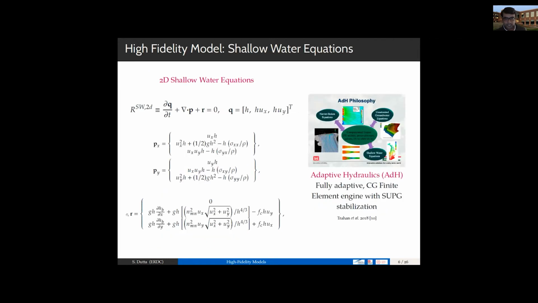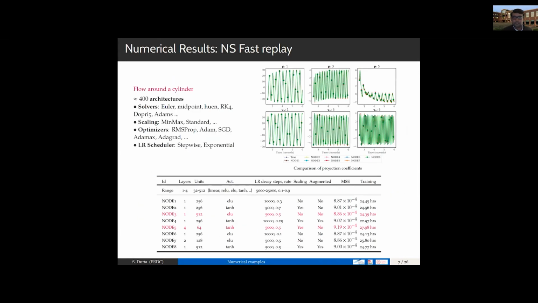Using the inferences that we draw from the performance of our methods on this example, we'll try to now extend our application to the full 2D depth-averaged shallow water equations, which is a workhorse for riverine flow, coastal flow, nearshore flow problems. And in the Army Corps of Engineers, we have an in-house open source code called Adaptive Hydraulics, which is a fully adaptive continuous Galerkin finite element engine that uses SUPG stabilization for solving shallow water equation type systems. So let's jump into the results with the Navier-Stokes equations first.